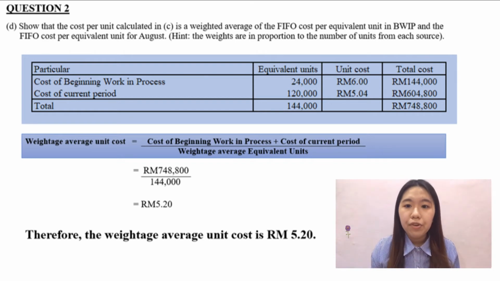For cost of current period, it equals FIFO equivalent units times current period FIFO cost per unit, 5 ringgit and 4 cents, which equals the total cost of 604,800 ringgit Malaysia. The sum of cost of beginning work in process and cost of current period is 748,800 ringgit Malaysia. Then divide by the weighted average equivalent units of 144,000 units, and the result of weighted average unit cost is 5 ringgit and 20 cents.